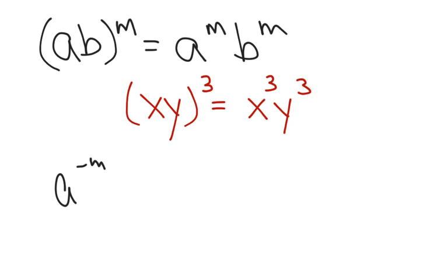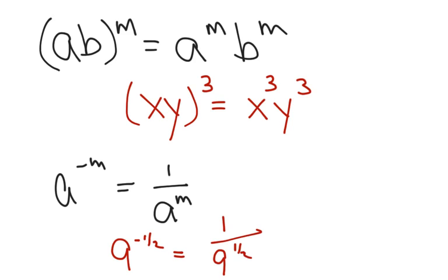When you have a base raised to a negative exponent, you can get rid of the negative exponent by writing it like this. So for example, if I gave you 9 to the negative 1/2 power, you would tell me that's 1 over 9 to the 1/2 power. And hey, is 9 to the 1/2 power the same thing as the square root of 9? Hey, look, I gave you one where we had to do a little more simplifying.